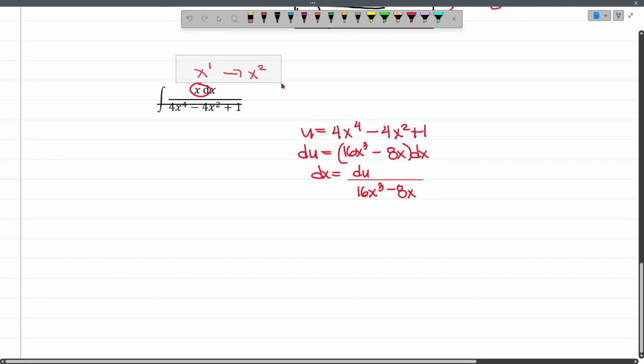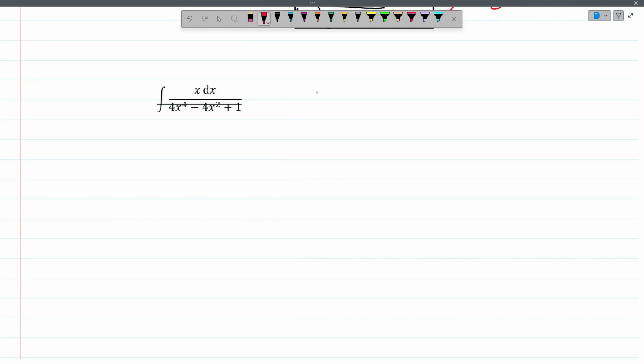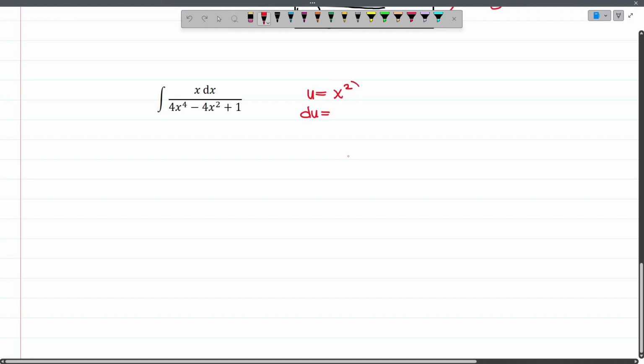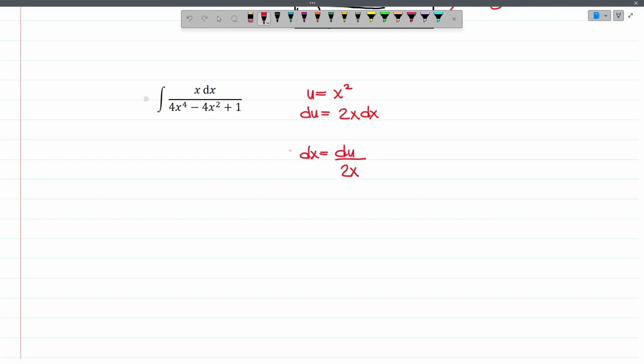And so let's try to do that. And so let me just delete this one. Our u will be equal to x squared. Now, differentiating u with respect to x, we have du is equal to 2x times dx. And so if we isolate dx, we have dx is equal to du divided by 2x. Next, we will apply u into our original equation.